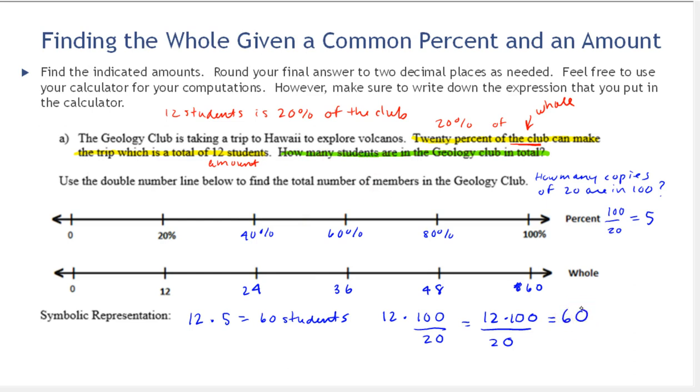Another way to think of this is taking the 12 and dividing it by 20, that's going to tell us 1%. So if we divided this 12 by 20, we would get 1%. Then we multiply by 100 to take this value of 1% and find 100%. So it basically boils down to this: take your amount and multiply by 100 over the percent that this number is of the whole. Let's look at another example.